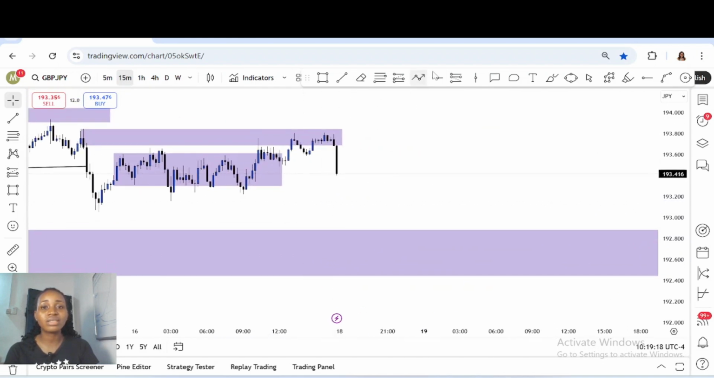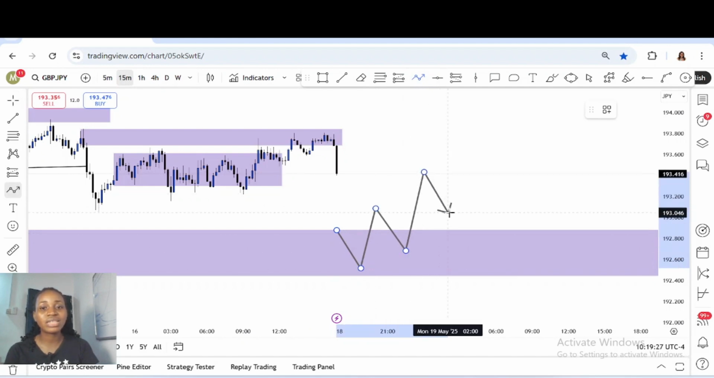It's only when price gets to this zone, and if price wants to respect here, that we want to wait to see a shift in market structure here before we start looking for opportunities as price is making its way back to the upside.